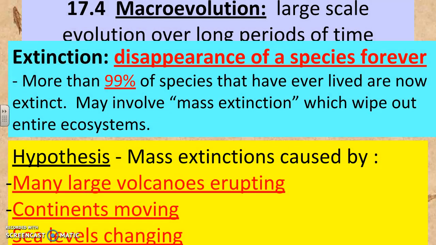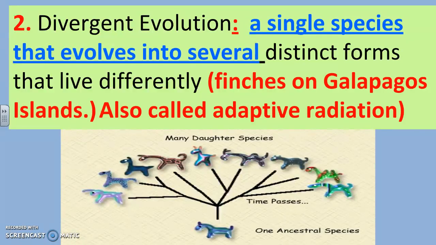All right, and this brings us to our last topic, the patterns. So once life started, there have been many large-scale patterns of evolution over time. One of them is extinction. Extinction is the disappearance of a species forever. And what scientists know is that 99% of our species that have ever lived are now extinct. And these mass extinctions have been caused by large volcanic eruptions, continental drifting and moving, and then sea level changes. We are currently in a mass extinction now that is driven by humans as well.